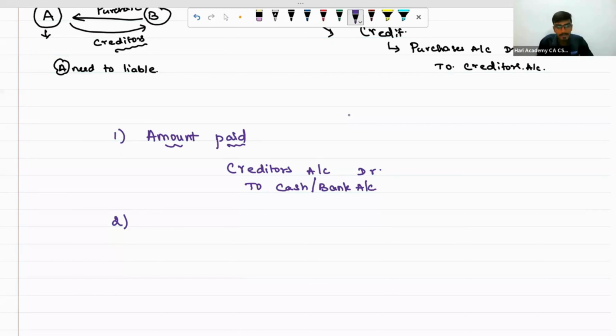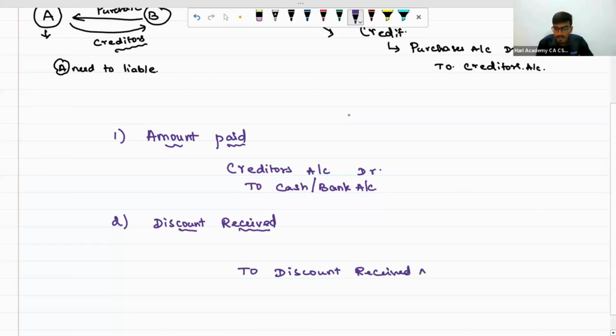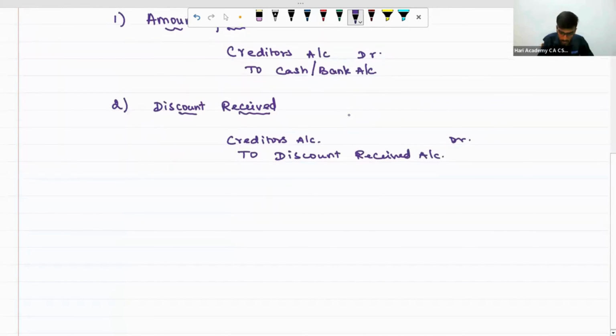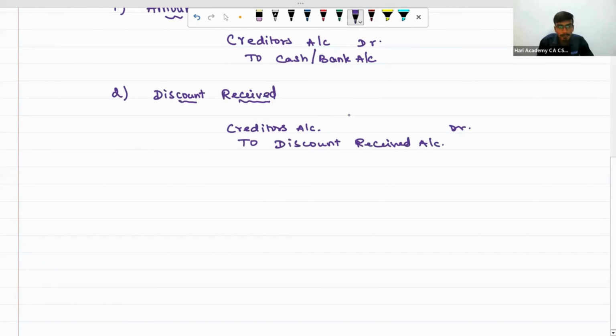Then, second one, there may be a probability that I may receive some discount from the other person. That discount received is my extra income, a saving, which is a gain for me. If it is a gain for me, I will treat it as revenue and credit it in my journal entry, that is the discount received account. And on the debit side, I will write creditors account because my creditors account will get cancelled off. So creditors account debit to discount received account. That is one approach.